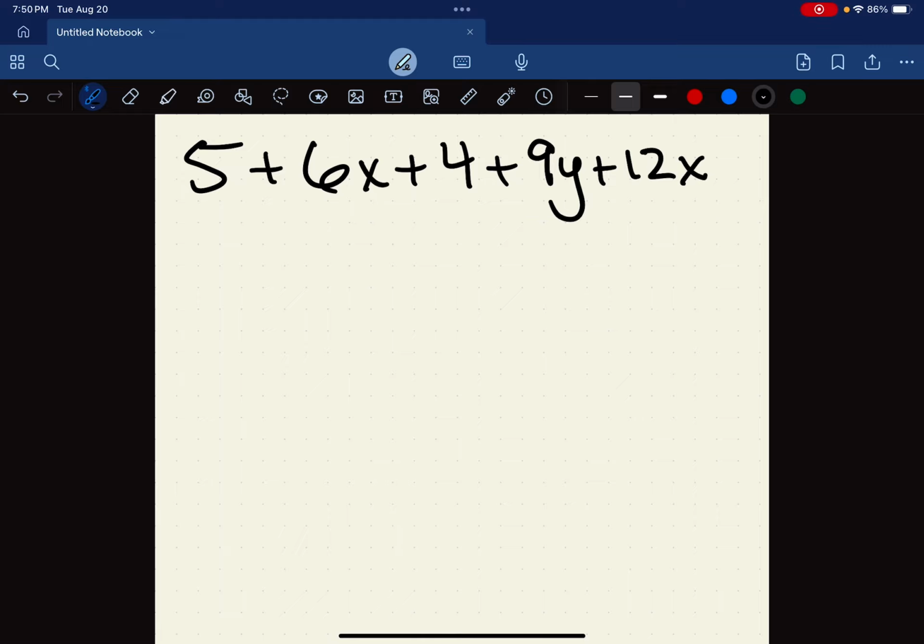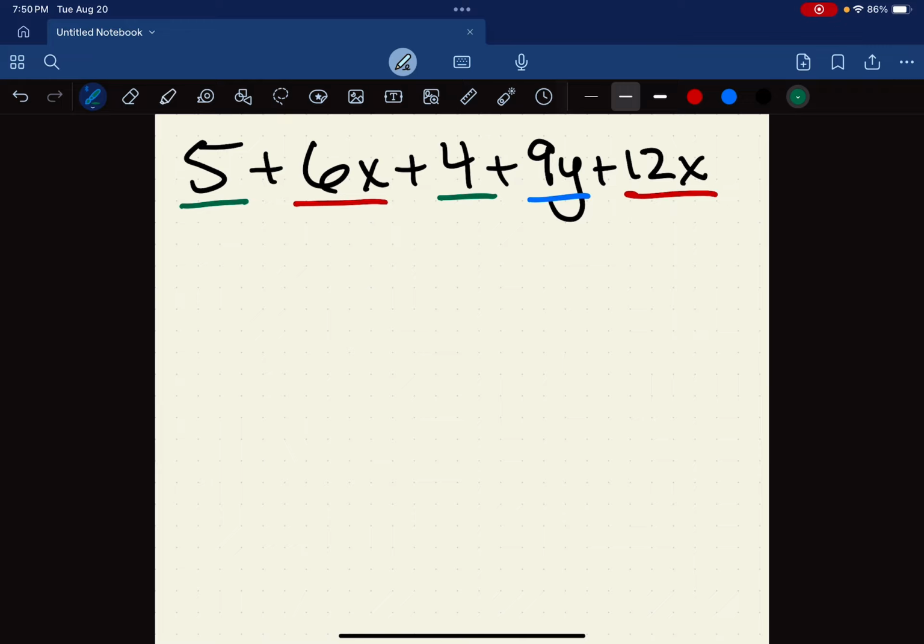So the first thing you'll always do is go through and identify your variables. So let's identify the different variables we have here. We have an x, so I'll do the term with the variable. We have 6x, and we have 12x. And then we have 9y, and then we don't have any other y's. And in the constant terms, because you can combine constant terms as well, we have 5 and 4.